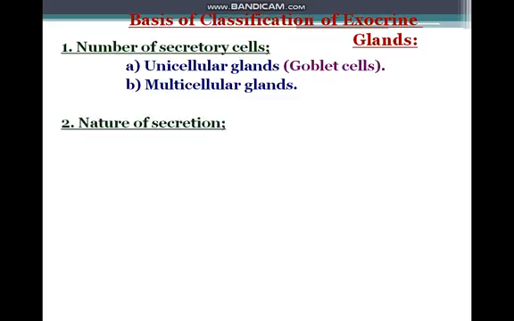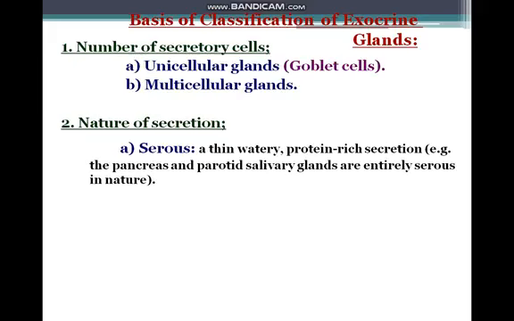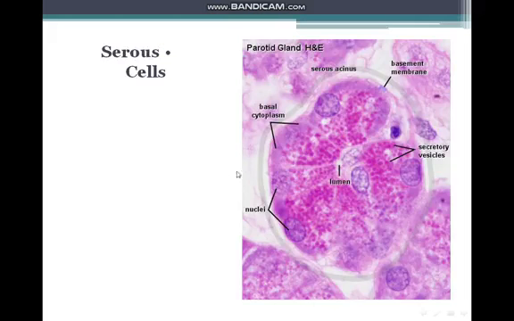Another system is classification according to the nature of secretion. Glands are divided into serous type, which produce a thin watery secretion, which is found in the exocrine region of the pancreas and the parotid gland, which is purely serous in type. The serous acinus is made by a collection of polyhedral cells filled with cytoplasmic granules, and the nucleus is rounded and basophilic, with the center containing the lumen of the acinus.